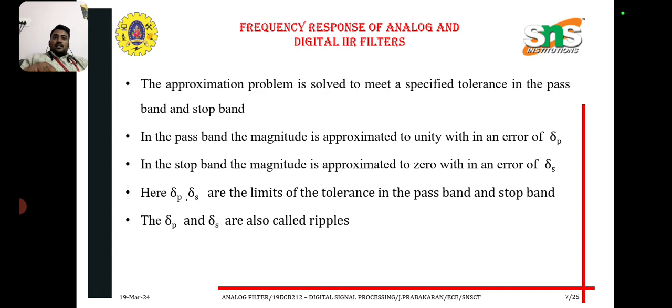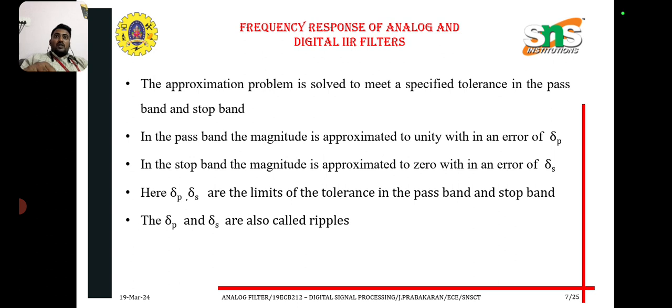The approximation problem is solved to meet a specific tolerance in the passband and stopband. In the passband, the magnitude is approximated to unity within an error of delta p. In the stopband, the magnitude is approximated to 0 within an error of delta s. Delta p and delta s are the limits of the tolerance in the passband and stopband. Delta p and delta s are also called ripples.